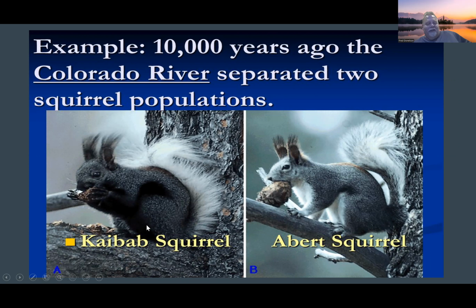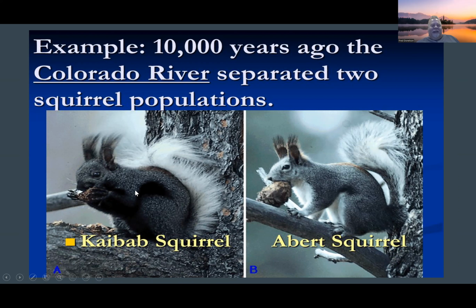And the Kaibab squirrel is still there today, and it has a lot different characteristics than the Abert squirrel, which is on the other side of the canyon. And it eats different food and has different courtship rituals. In fact, these two populations don't even interbreed anymore because of the way that they've developed their mating habits. Now, you can take the sperm from one and the egg from another, and you can artificially inseminate them, and you can still get the squirrels.